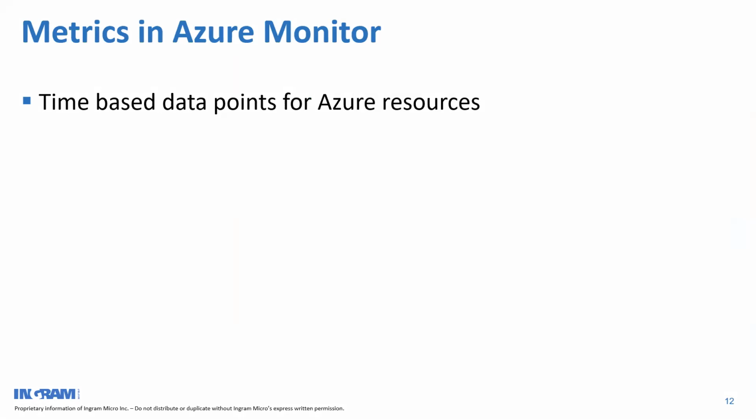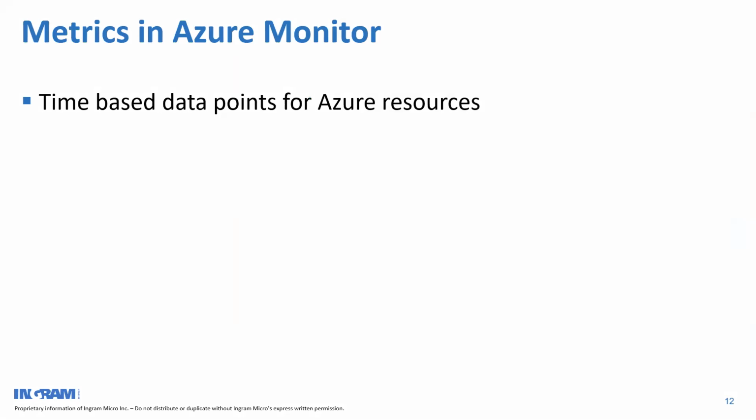So, like I said, there are three major terminologies or aspects that you have to remember when it comes to Azure Monitor. The first one is metrics. Metrics are time-based data points. So these can be things such as CPU utilization from 6 o'clock in the morning to 9 o'clock in the night, right? So it's time-based data.